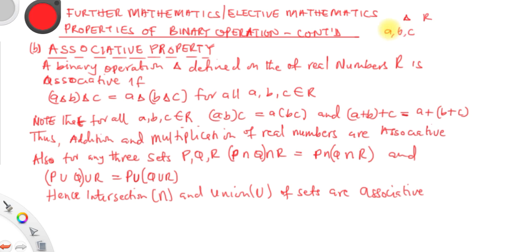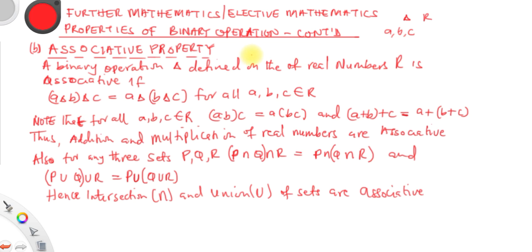For every three elements from the set of real numbers, if (A triangle B) triangle C is equal to A triangle (B triangle C), for every three elements A, B, C belonging to the set of real numbers, then we are saying that the operation triangle is associative.